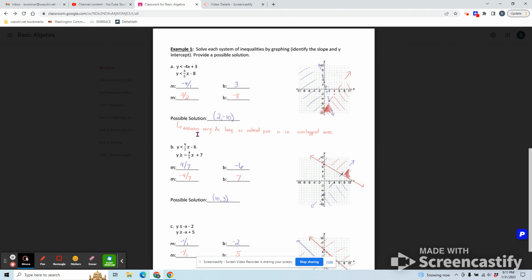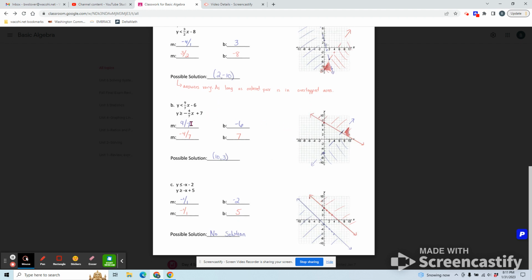And that's what this says. Answers vary as long as the ordered pairs are in that solution set, in the overlapped area. In this case, I chose (2, -10). It doesn't matter where they intersect. That's not what we're looking for. Potentially it could be an answer where they intersect, but at the same time, it may not be. It just depends on whether the lines are solid or dashed. So if possible, I would avoid using that intersection. I would just pick an ordered pair that is in the shaded region.